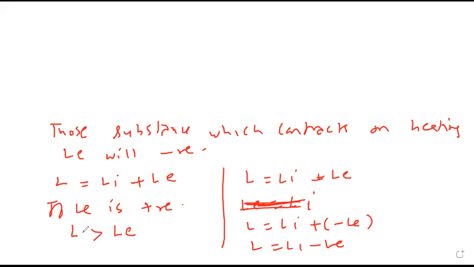Yes, sir. So every time L is not greater than Le, sometimes it will be smaller than Le also, because it is Li minus Le. अब यहाँ पे those substance which contracts on heating, Le is negative. So if L is Li plus Le and Le is positive, then I can say L is greater than Le. ठीक है?